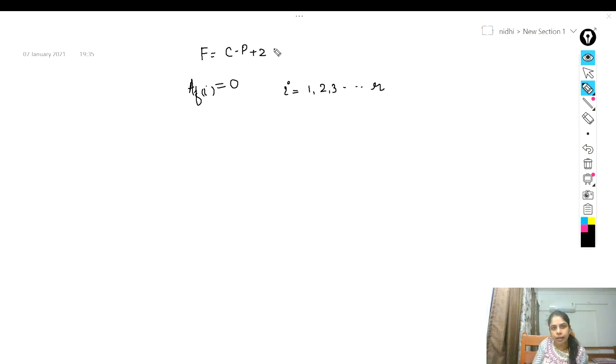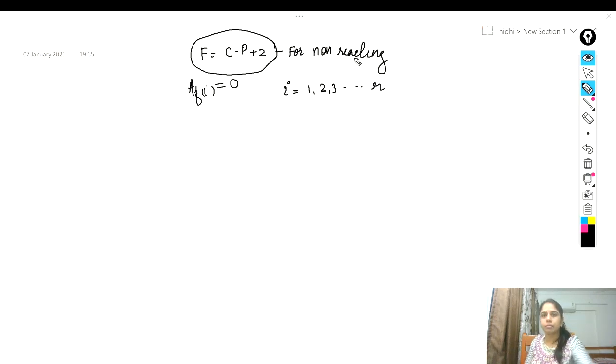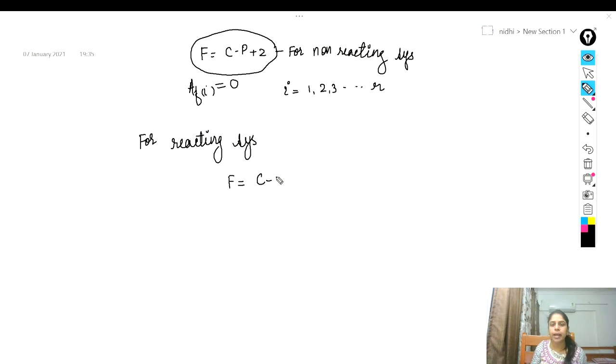So we had F is equal to C minus P plus 2. So this is for the non-reacting system, and for the reacting system, the phase rule will be equal to C minus P plus 2 minus R.